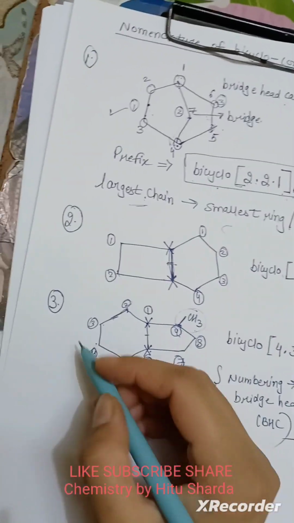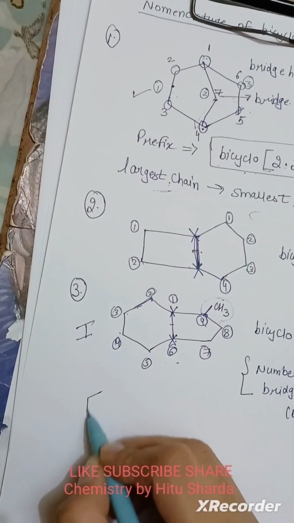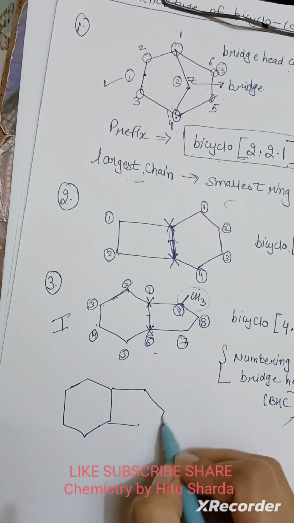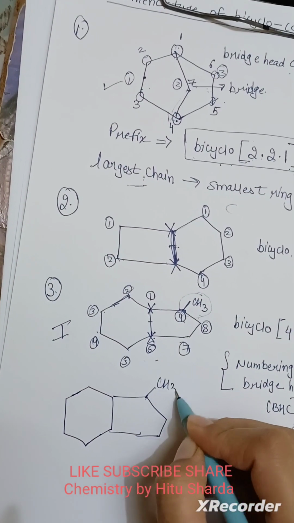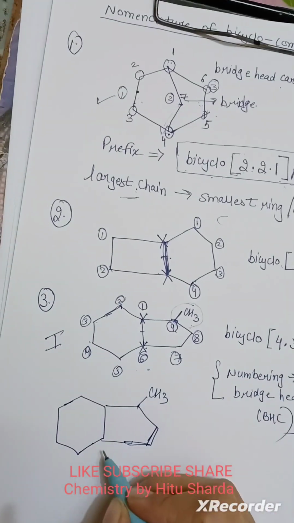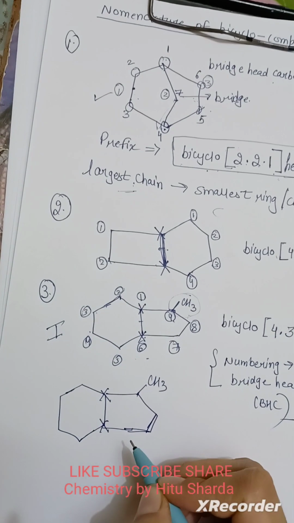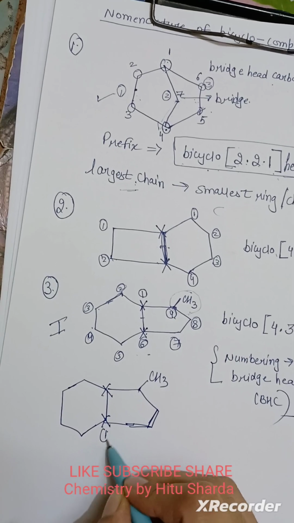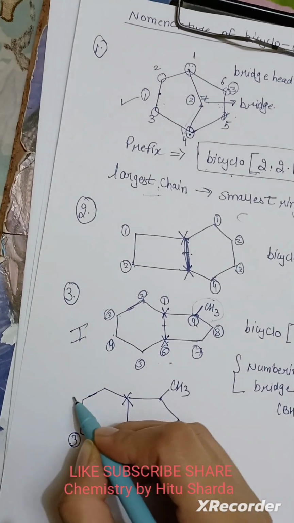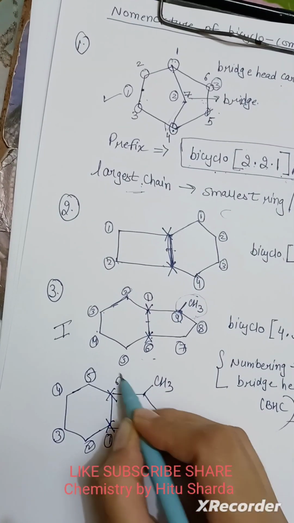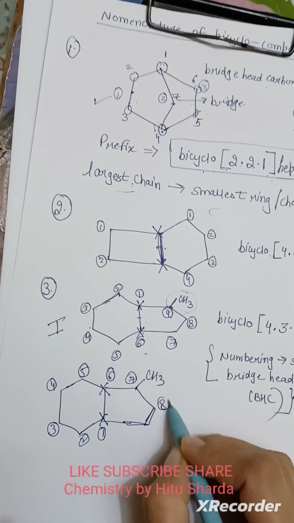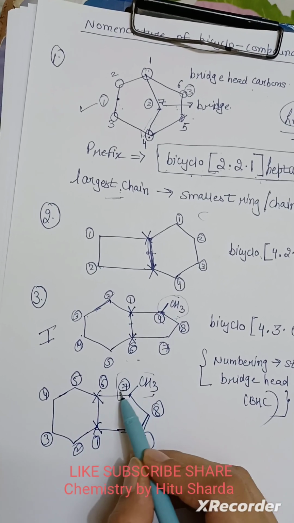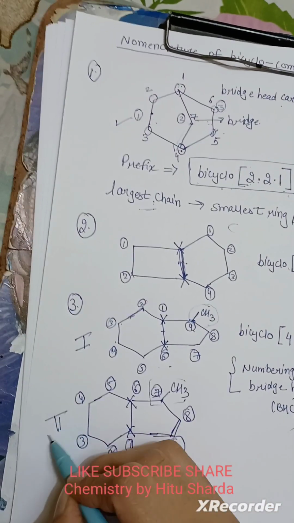Now what is the second case? This was the first case. If you say, we can count in another way also, like this, there is a methyl group. Okay, so these were the bridgehead carbons. So if I start counting from here, so what we will see, that 1, 2, 3, 4, 5, 6, 7, 8 and 9. So now in this case methyl group gets the 7 number. This was the second case.